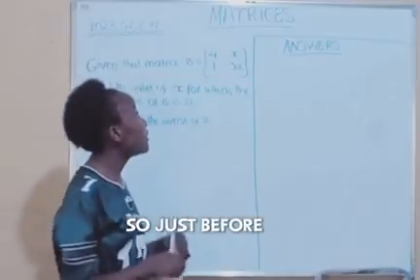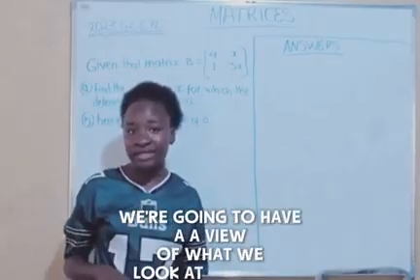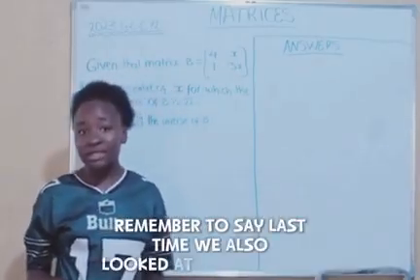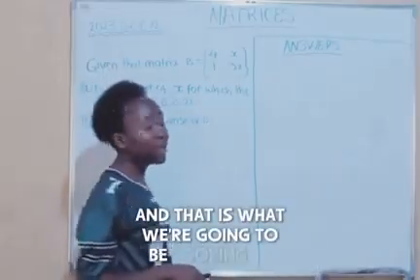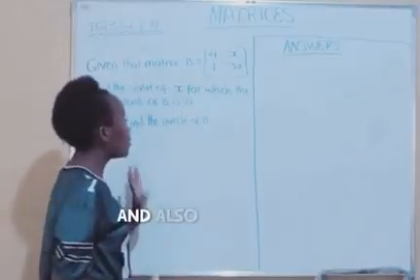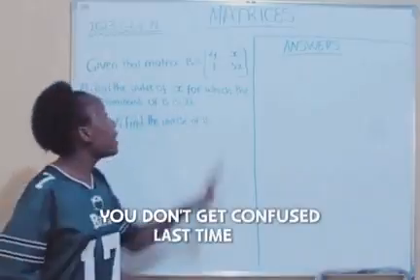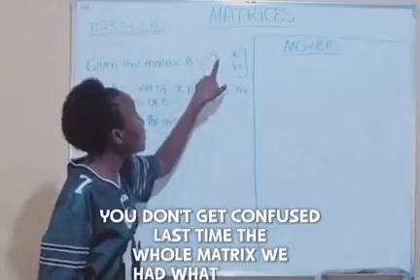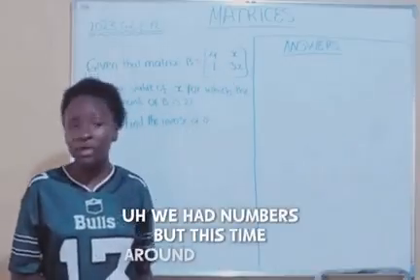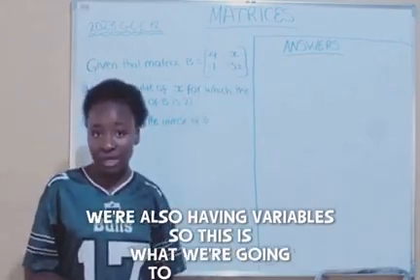So just before we dive into the lesson for today, we're going to have a view of what we looked at last time. Remember, last time we also looked at determinants, and that is what we're going to be looking at as well today. We're going to look at the determinant of this matrix and also the image. But last time when we looked at it, don't get confused. Last time the whole matrix we had what? We had numbers, but this time around we're also having variables. So this is what we're going to look at today.